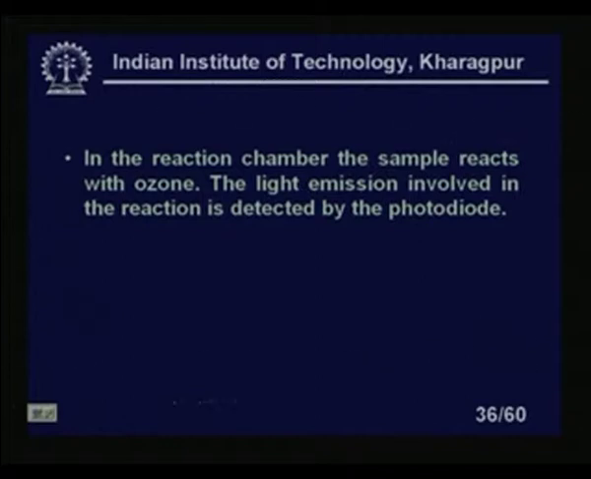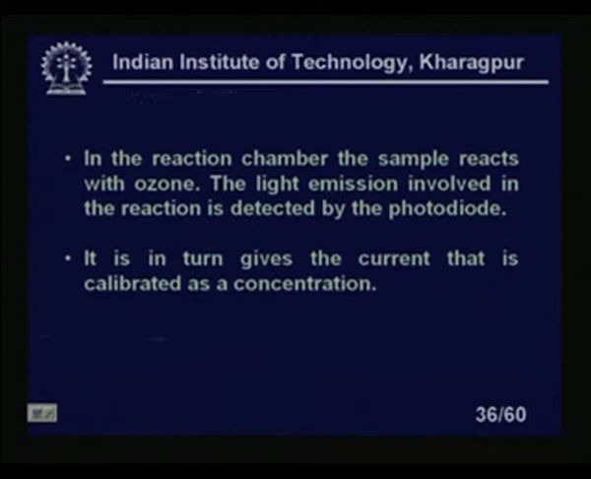In the reaction chamber, the sample reacts with ozone. The light emission involved in the reaction is detected by the photodiode. Whatever light is coming out is detected by the photodiode, which in turn gives a current that is calibrated as a concentration. Photodiodes can always be used for detection of light, so the output can be calibrated in terms of concentration.